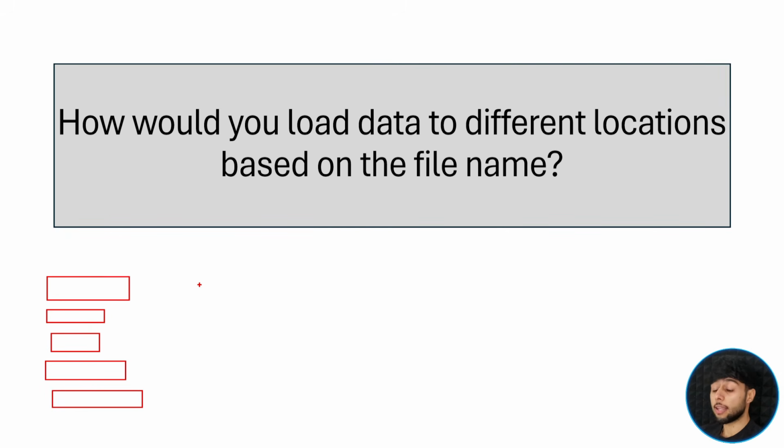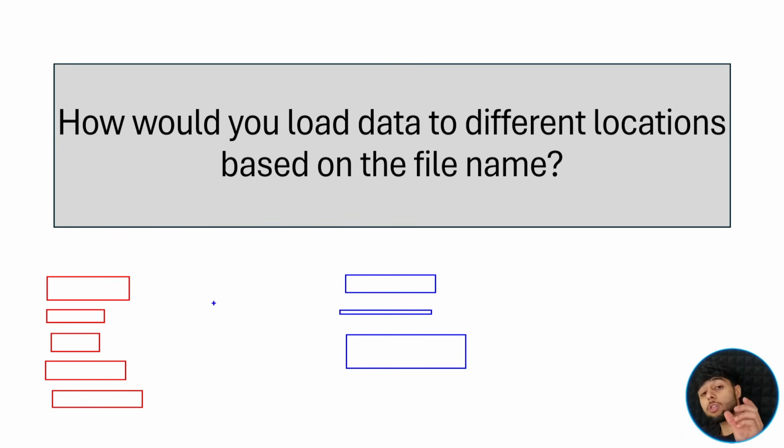Okay. Now you need to load this data to different locations. Let's say location 1 for file 1, location 2 for file 2 and file 3, location 3 for file 4 and file 5. So you need to just move the data based on the file names. How will you do that?